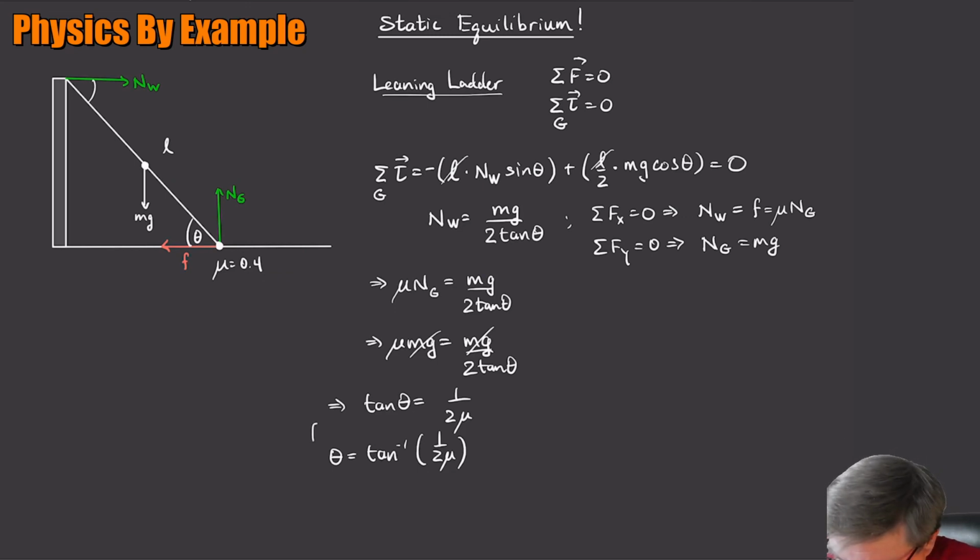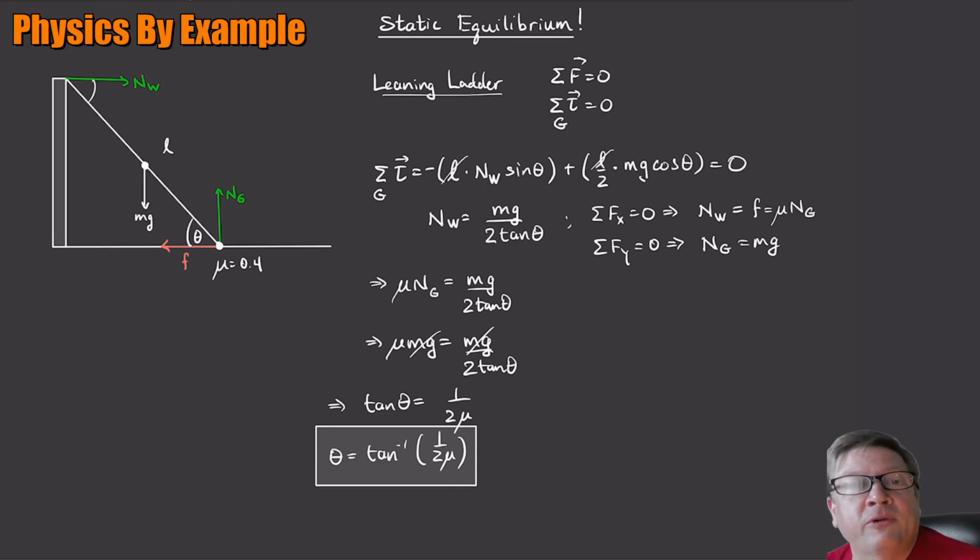Let's box that up. If mu is 0.4, a typical mu with respect to the ground, then theta turns out to be something like 51 degrees. So if the angle is greater than 51 degrees, then you don't slip. Everything is all right. If it's less than 51 degrees and mu is just 0.4, then you're in trouble. Then it'll start to slip on the ground. Okay, cool.